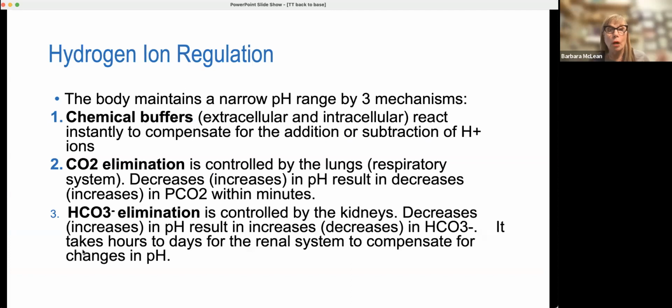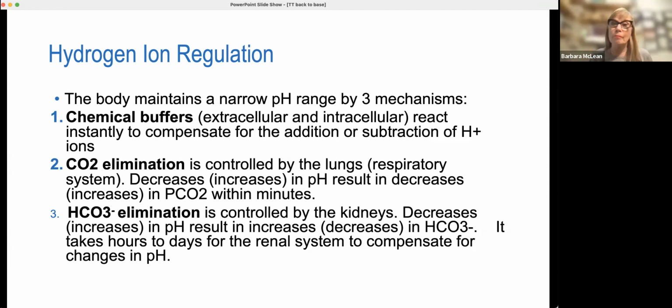Okay, so hydrogen ion regulation: chemical buffer, CO2 elimination, bicarb elimination. Chemical buffers, your responsibility is to look at the base. The base is telling you about the adequacy of your chemical buffers. Whenever you're in deficit, you are not adequate. You now have free metabolic acid promoting a drop in the pH.